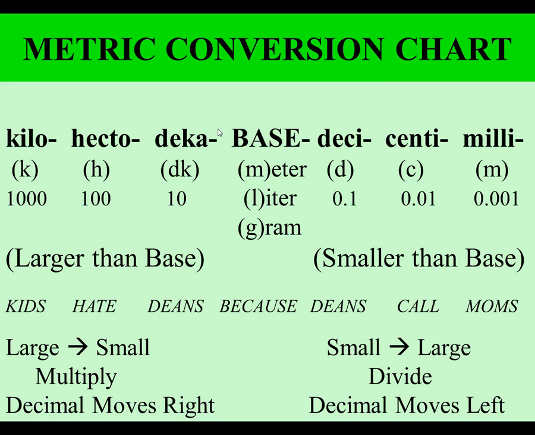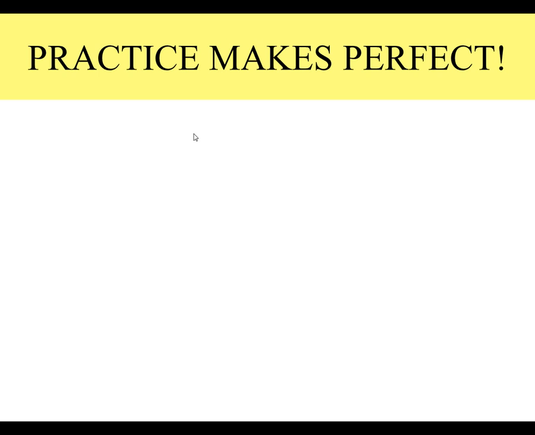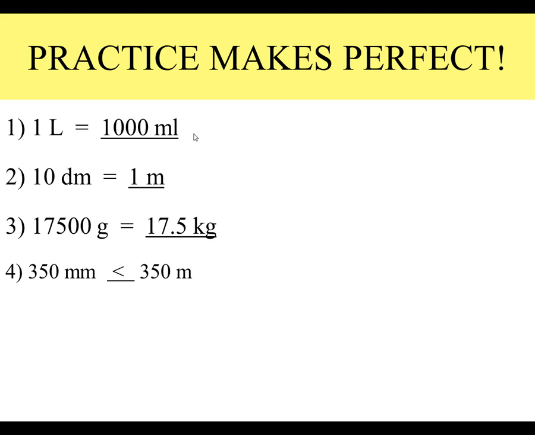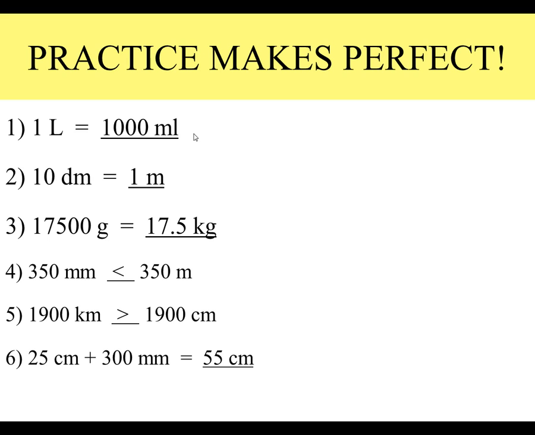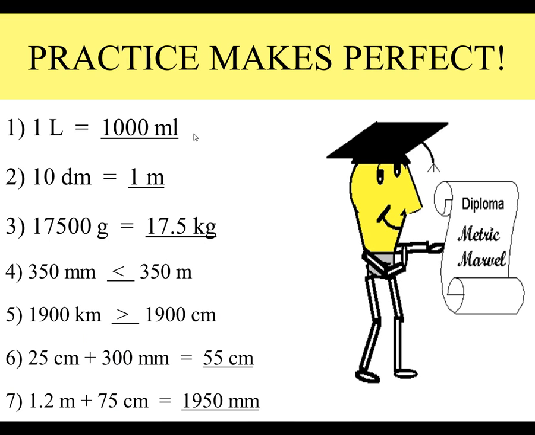Okay, and we'll definitely go through this a little bit in class, going through some examples. But let's just take a look at some practice problems that you can have if you'd like to go through some answers here. So you have 1 liter equals 1,000 milliliters, and 10 decimeters equals 1 meter. And what you can do is go through this and check your answers. Make sure you're doing this right, and do a little practice work.